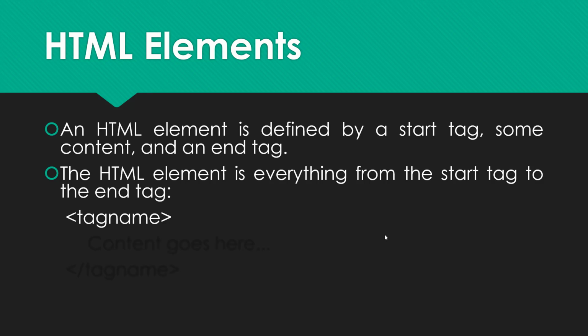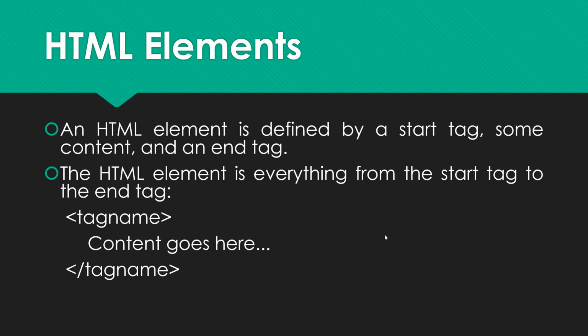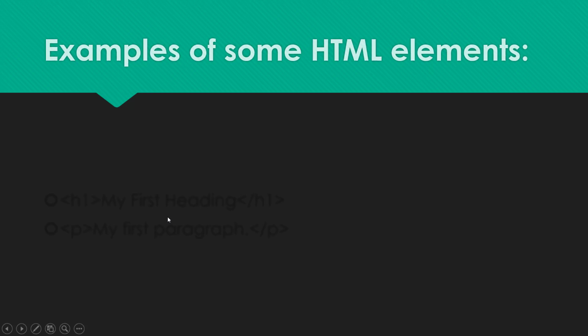Here's an example of an HTML element. We begin with the start tag, then we put some content, and then we close it with an end tag. This is how we open a start tag, put some content, and then put the tag name that closes this tag. The whole of this thing is what we call an HTML element.